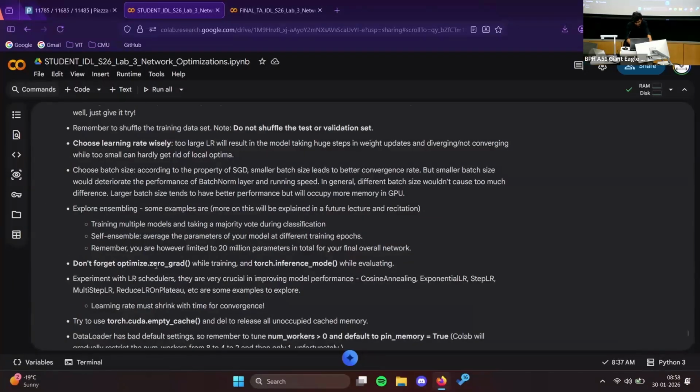And as usual, don't forget optimizer.zero_grad, which clears the gradient, and use torch.inference_mode when you're evaluating, because this will disable the dropouts and other stuff that are not needed during inference.